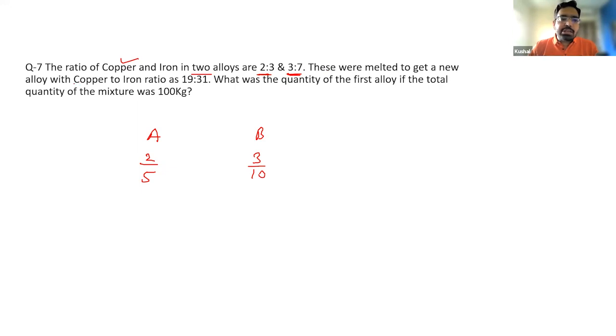These were melted to get a new alloy with copper and iron. Copper to iron ratio is 19:31. So what will be the strength over here? 19/50. What was the quantity of the first alloy if the total quantity of the mixture was 100 kgs? Now, please understand, we can figure out the ratio and then get down to 100. Or you can take one of the quantities as A and the other as 100 minus A and then do the question. I'm going to take A kgs of this and B kgs of this, find out the ratio, and at the end, I will divide the total 100 kgs in that ratio.